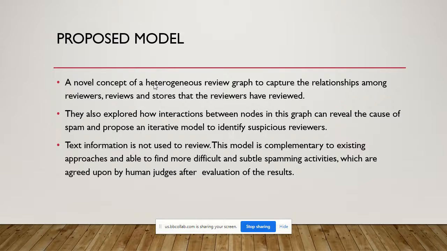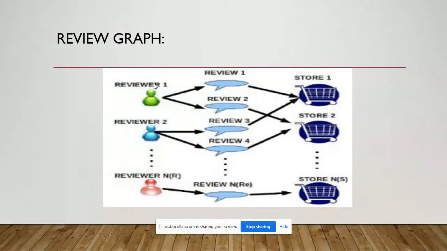So, coming to the review graph, as you can see in this image, there are three kinds of nodes. A reviewer node has an edge to a store node if it is about that store. A store is connected to a reviewer via the reviewer's review on the store. Each node is also attached with a set of features. For example, a store node has features about its average rating, its number of reviews, etc. This is similar to a DAG, that is a directed acyclic graph.